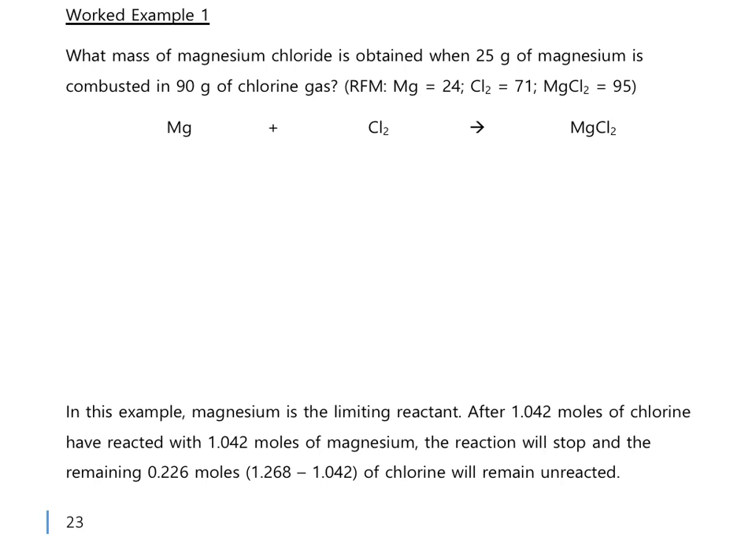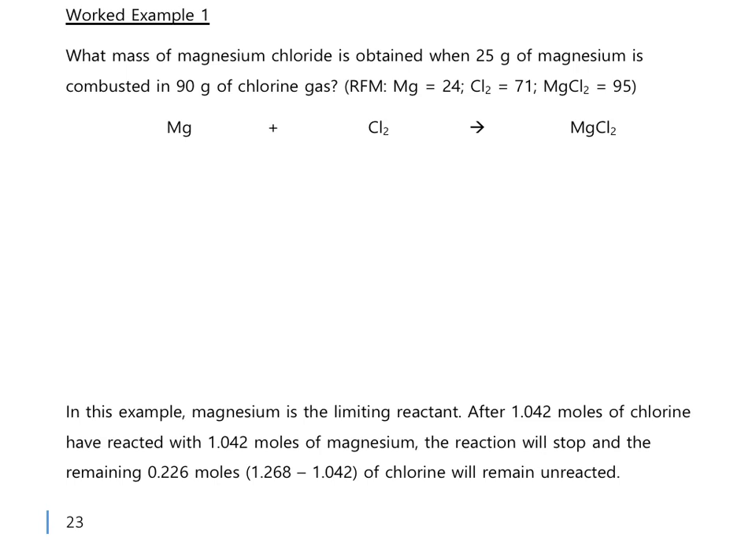So worked example 1 says, what mass of magnesium chloride is obtained when 25 grams of magnesium is combusted in 90 grams of chlorine gas? And you're given your RFM values as well. So remember, step number 1 is to write what we know underneath the relevant parts of the equation.